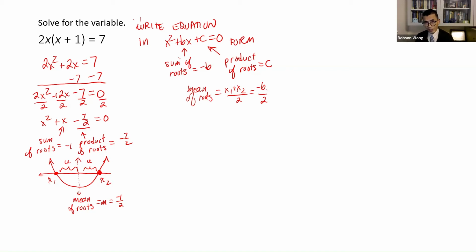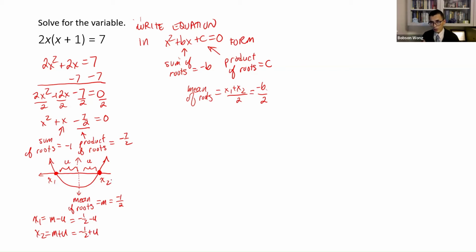Now, the distance from the axis of symmetry to one of the roots is u. We don't know that. We do, however, know, based on this diagram, that x sub 1 is going to be the mean, which is m minus u. x sub 2 is going to be m plus u. And so that's going to be -1/2 minus u. And then x sub 2, the second root, is going to be -1/2 plus u.